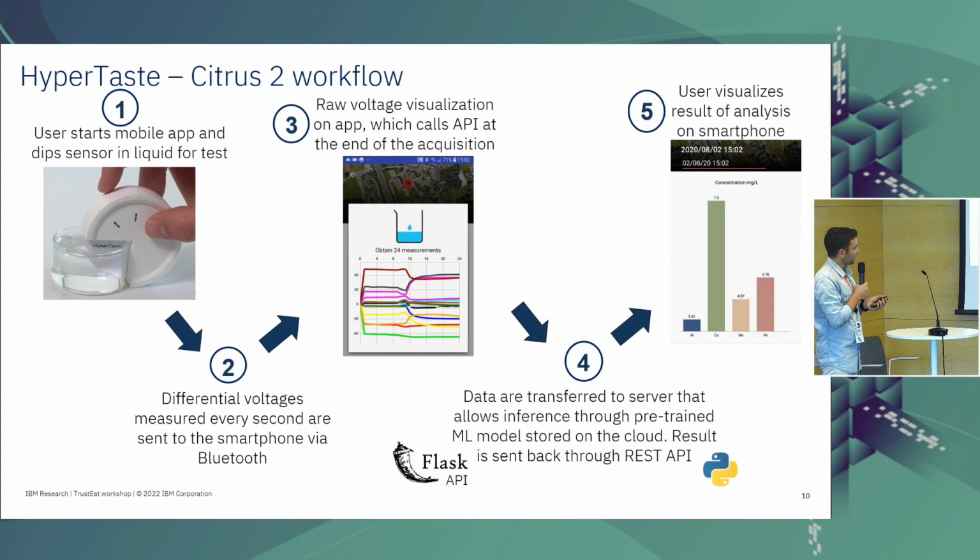We collect differential voltages that are sent out with a Bluetooth module. So you see here the interaction in time of the sensor with the liquid. And then after the collection, the smartphone interacts with the server through REST APIs in order to analyze the measurement that we perform, and then we get back the result on the smartphone. So here, for example, is the concentration of 4 different ions in that liquid.